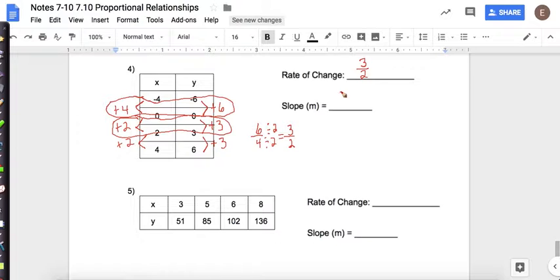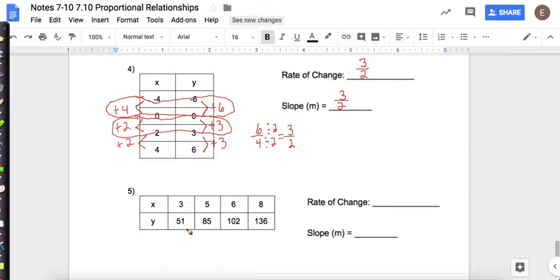And here, the slope is 3 over 2. And the slope could also be called 1.5. But if I have a fraction here, and it's not a real life example, I want to try to write the fraction if at all possible. Okay, number 5. Now this is a horizontal table. It's still the same idea.